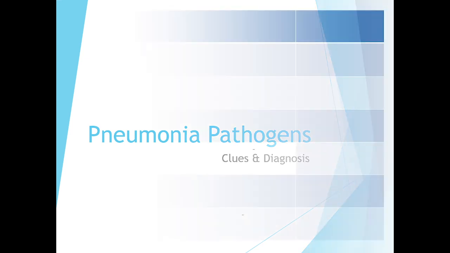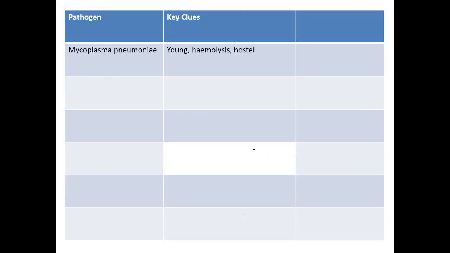At first, we have Mycoplasma pneumoniae. In this case, the patient will be from the younger age group residing in a hotel and you will have the features of hemolysis. Sometimes you will get the features of erythema multiforme, that means the target shaped lesions on the skin.